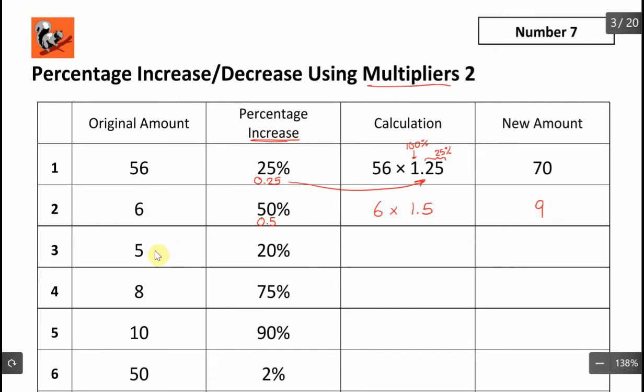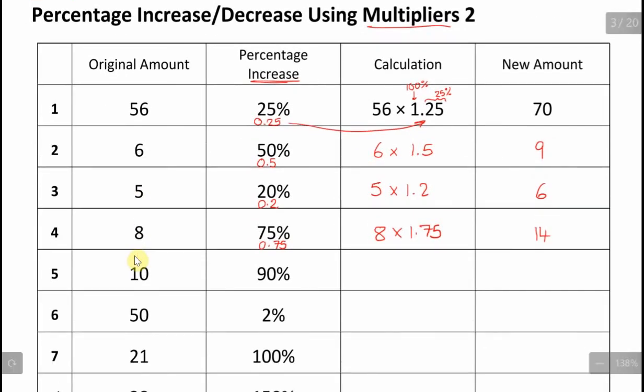Okay, 5 to increase by 20%. Well, first turn 20% into a decimal, 0.2. So we're going to times 5 by 1.2. Remember, just add the decimal to 1, and that would give us 6. This is a decimal of 0.75, so we're going to times 8 by 1.75, and that will give us 14. For number 5, 90% as a decimal is 0.9. So we're going to times 10 by 1.9, and that will give us 19.